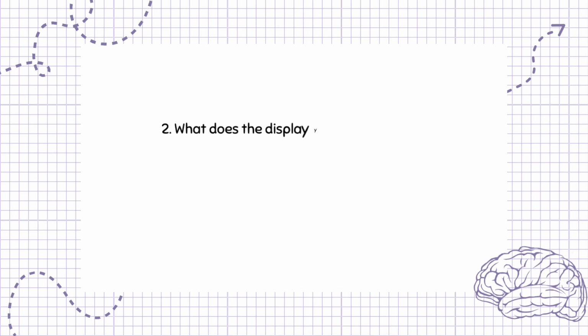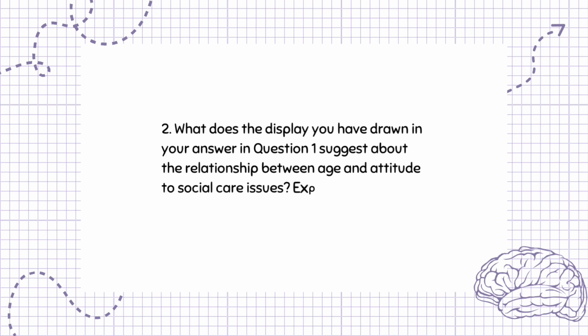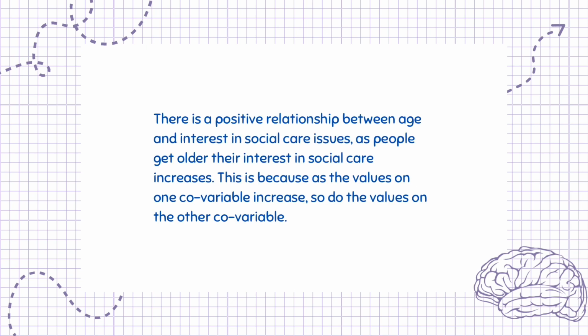Question 2. What does the display you have drawn in your answer in Question 1 suggest about the relationship between age and attitude to social care issues? Explain your answer. 2 marks. There is a positive relationship between age and interest in social care issues. As people get older, their interest in social care increases. This is because as the values on one covariable increase, so do the values on the other covariable.